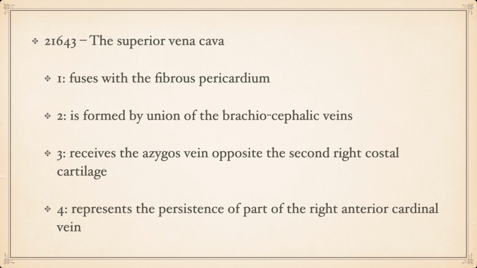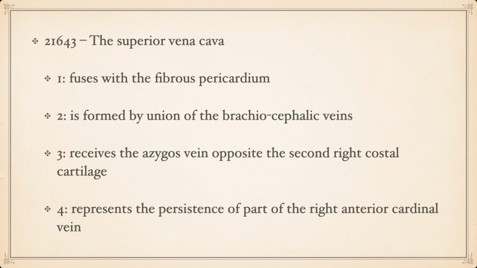So the superior vena cava does fuse with the fibrous pericardium. Remember that the fibrous pericardium will actually go off into the adventitia of all of those vessels. We did mention that there was an exception to that, and that was the IVC, as it's inseparably blended with the diaphragm. So number 2 is formed by the union of the brachiocephalic veins. If you recall back to the hand-drawn diagram, it was formed by the left and the right brachiocephalic veins, the right being very short, the left crossing from left to right and travelling down a space.